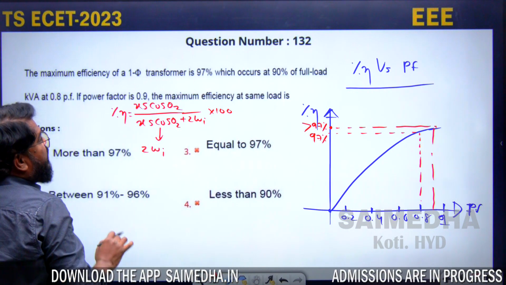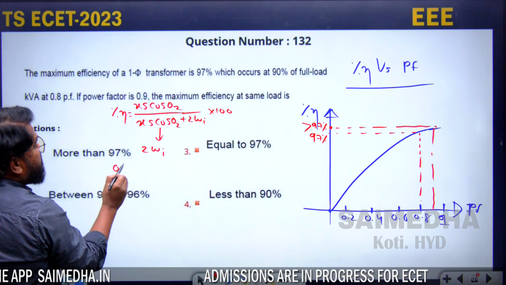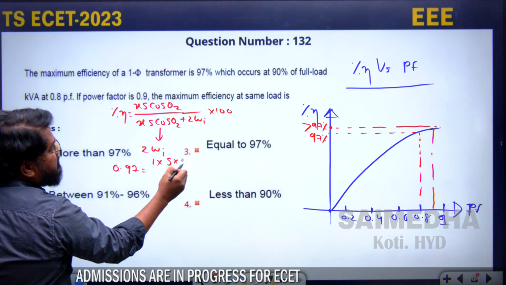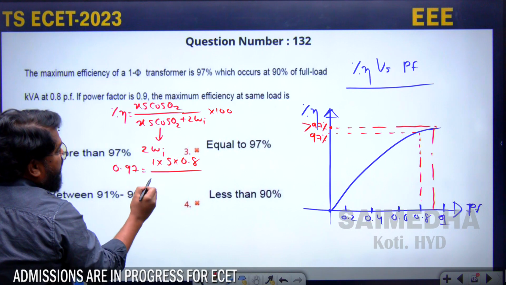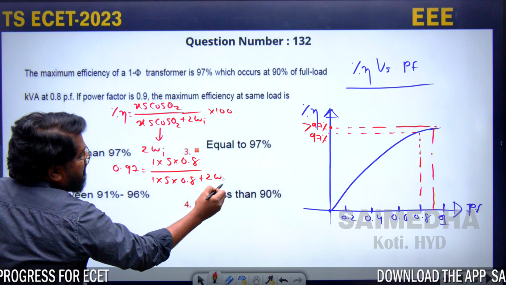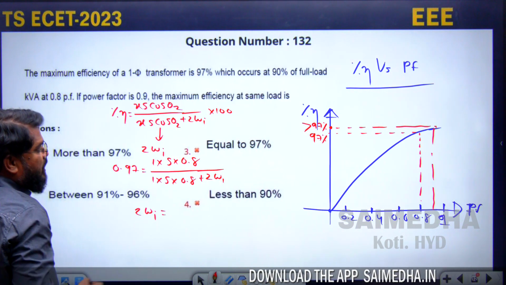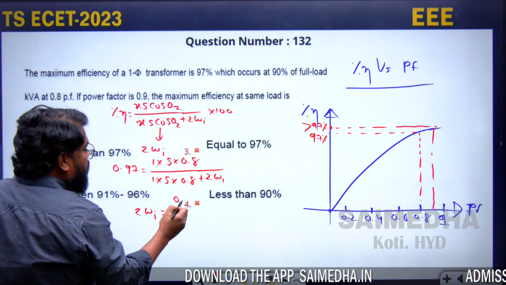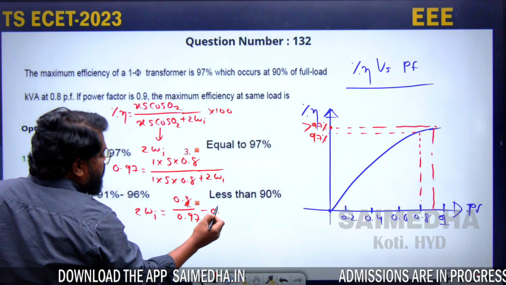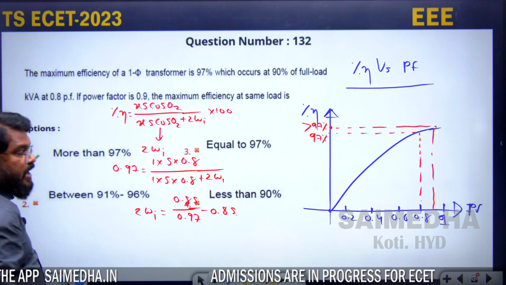So we will get this point, and here X cos theta is equal, suppose for 0.97 multiplied by the full load condition, X into S into cos theta 0.8, divided by 1 into S into 0.8 plus 2 times the iron losses. By using this you can get 2 times the iron losses. So now this is 0.8 times 0.97 minus 0.8 into S. So we got the iron losses.